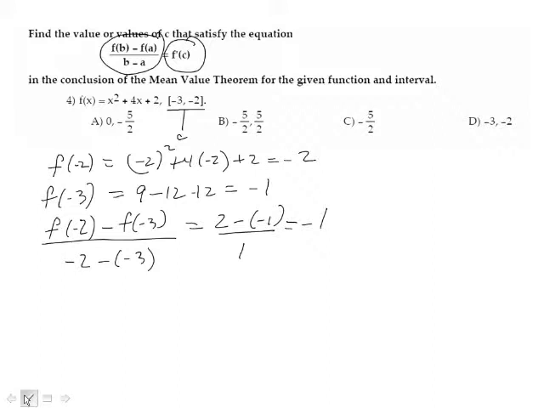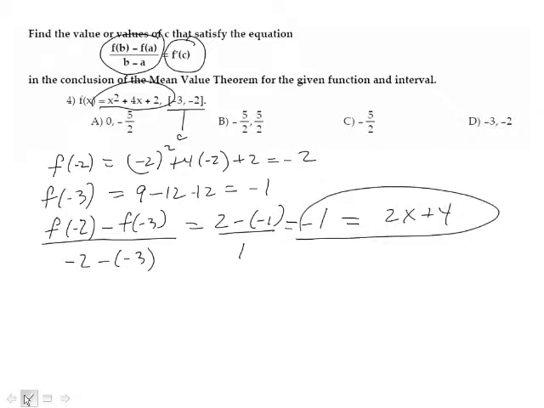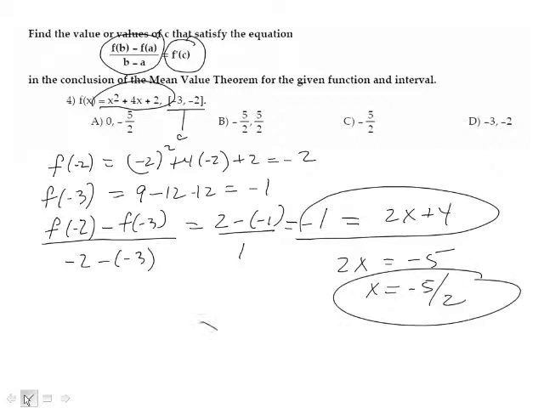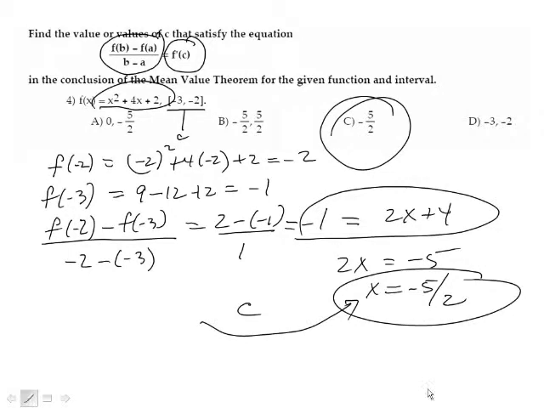So we want to find a point such that the first derivative, by the way, the first derivative is going to be 2x plus 4, equal minus 1. So we get 2x equal minus 5 and x equal minus 5 halves. And so that is the point C where the mean value theorem holds. And the answer is C.